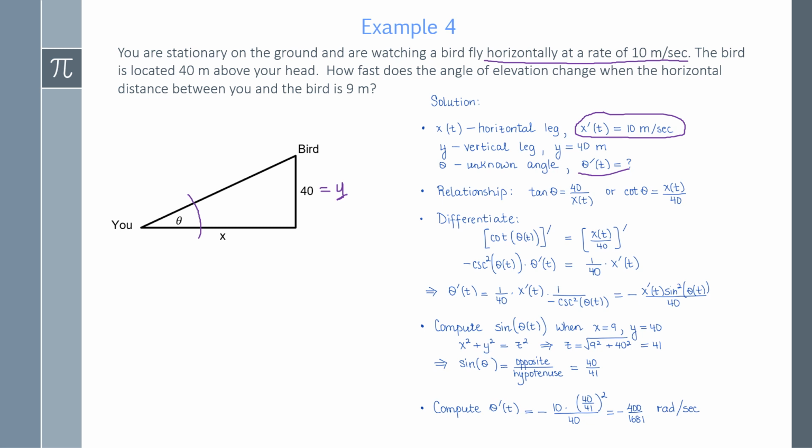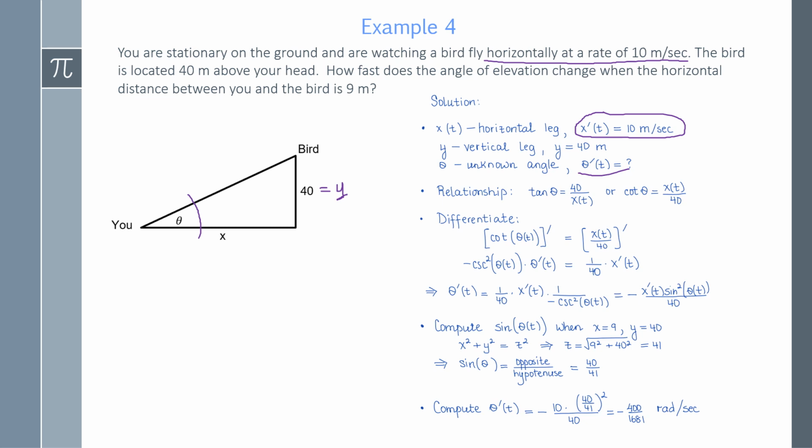So looking at this triangle right here, we need to determine a relationship between x, y, and theta. And there are a couple of things that we could do here. We notice that tangent of theta is opposite over adjacent. So that would be 40 over x(t).